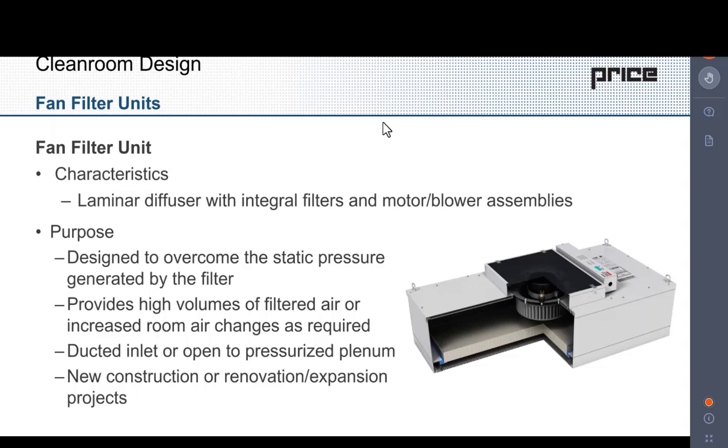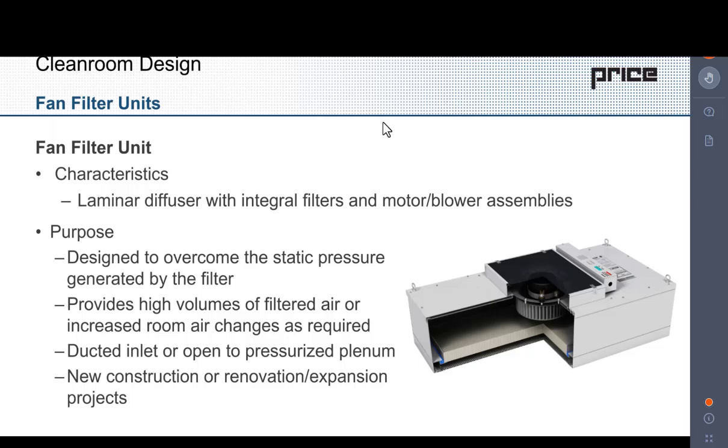Fan filter units are very popular for clean rooms, and they are effectively laminar flow diffusers with built-in static pressure generators in the form of a motor blower assembly. Now, the purpose of these fan filter units is to overcome the static pressure required by the HEPA filter on a case-by-case basis rather than relying on a large air handler system. Now, what this allows us to do is use smaller air handlers or rooftop units, reduce the size of the ducting, use these for recirculation, and utilize the negative pressure interstitial space that I mentioned before.